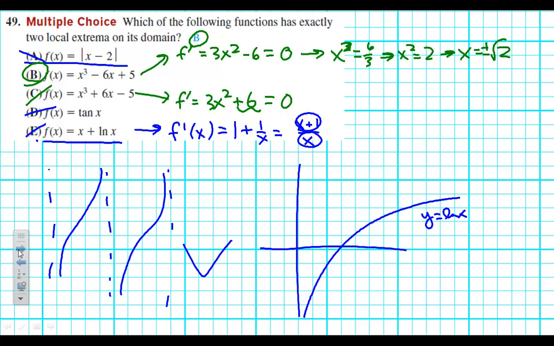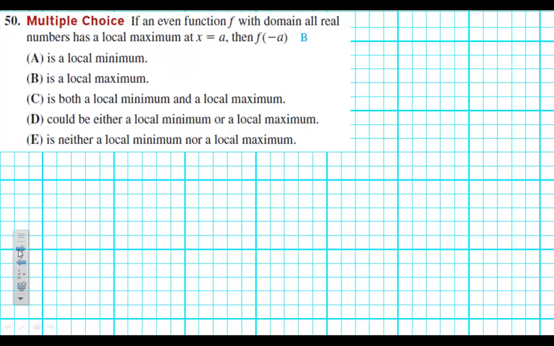One more in this grouping. Are you ready? Woohoo! Right. 50.